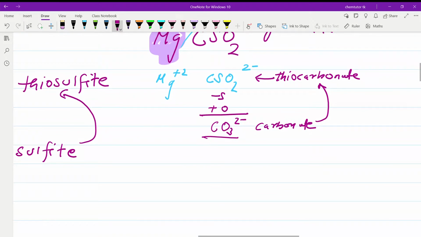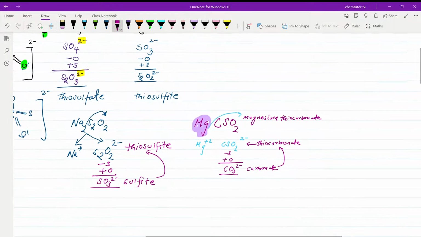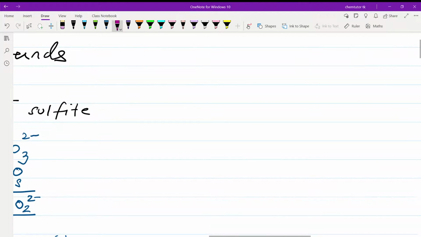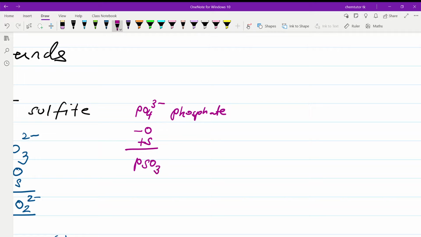Similarly, you can try not only carbonate, you can try phosphate. This is phosphate. If you remove one oxygen and add the sulfur, it becomes PSO3 3 minus. Again, the charge has not changed. The charge remains the same, only oxygen is replaced by sulfur. So this is thiophosphate.